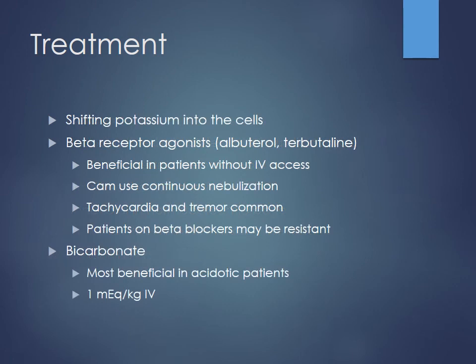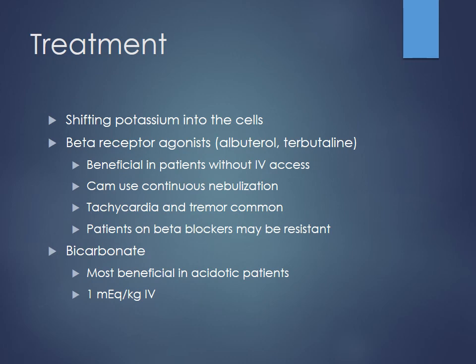Next, we want to use some medications that can help to shift potassium into the cells, right? So instead of getting rid of it out of the body, we can just shift it in intracellularly, temporarily, and that can help to reduce that stress on the heart. So things we can use include beta receptor agonists. Especially if you don't have IV access, you can use inhaled albuterol. Could be one thing we can use.